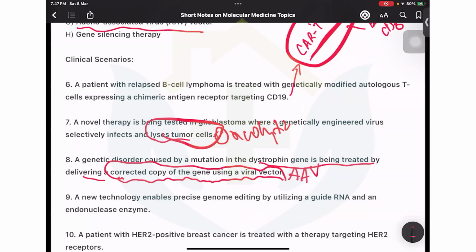A new technology enables precise gene editing by utilizing a guide RNA and endonuclease enzyme. This is CRISPR-Cas9, classical CRISPR-Cas9.